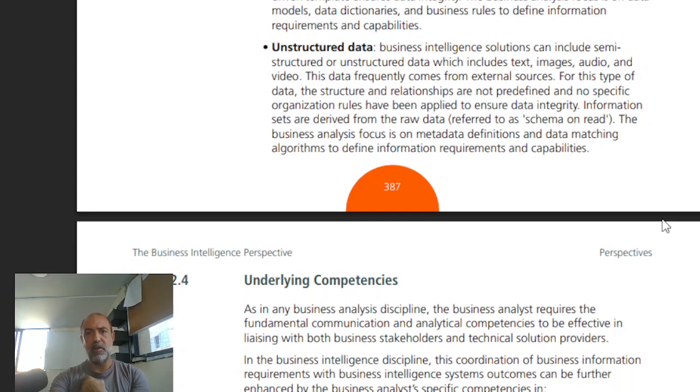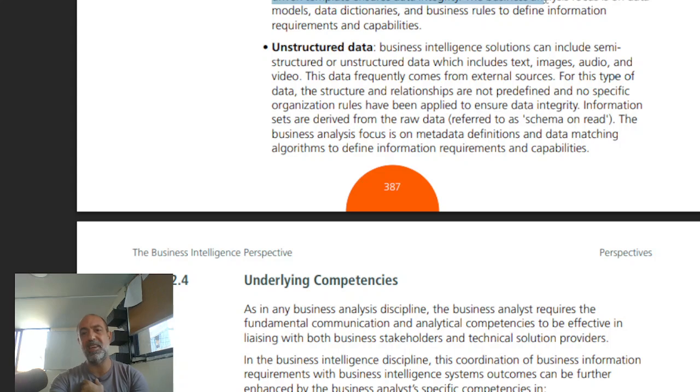Now, when it comes to unstructured data, business intelligence solutions can include semi-structured or unstructured data, which includes text, images, audio, video, and data frequently comes from external sources. For this type of data, the structure and relationships are not predefined. So here, I think they're highlighting that with unstructured data there are no predefined relationships between the data we're collecting and the organization rules that have been applied to ensure data integrity. Information sets are derived from raw data, referred to as schema on read.